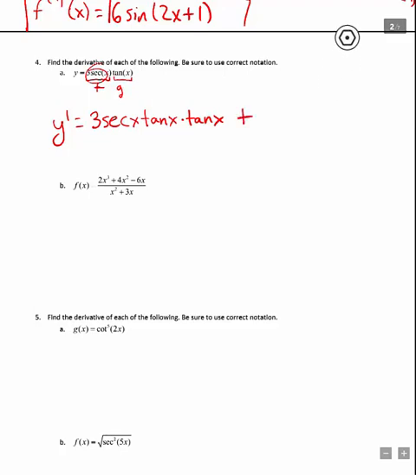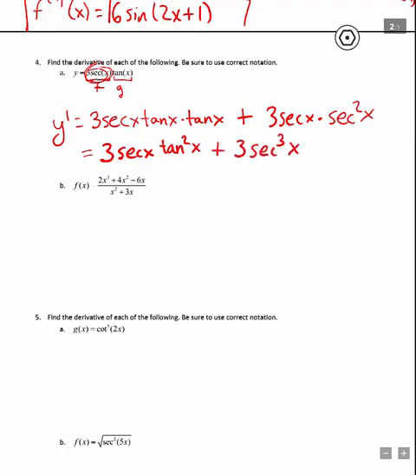Then you add on. Now we leave the first part alone. So we have 3 secant of x. We just left that alone. And then times the derivative of tangent, which is secant squared of x. And then if you want to simplify this, we can get 3 secant x tangent squared of x plus 3 secant cubed of x. And if you wanted to factor out a 3 secant of x, you can, but I'll leave this as our answer.